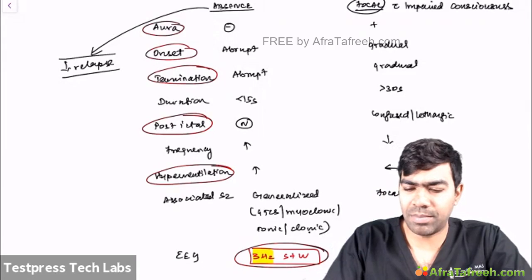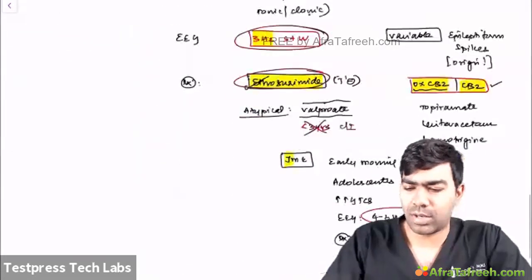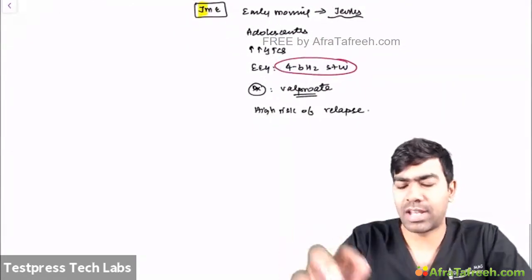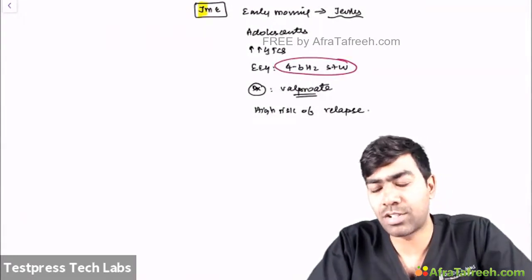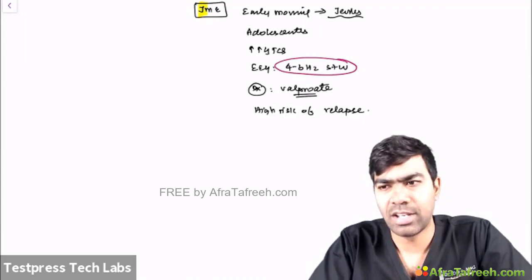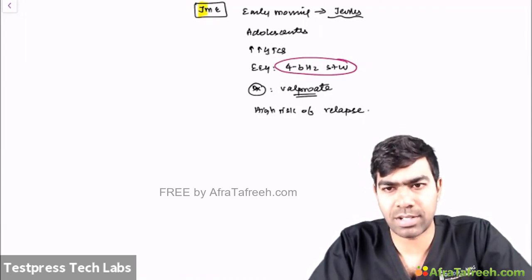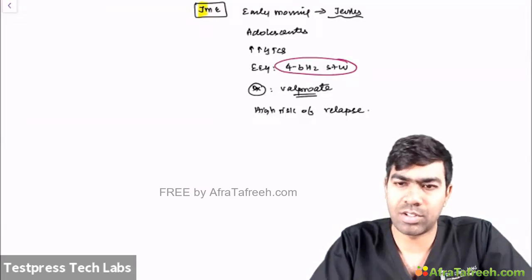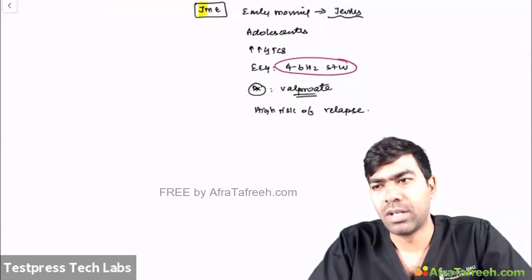But as far as JME is concerned, it's quite the opposite. They are going to have a very high risk of getting a relapse, which means stopping the therapy is going to be very difficult. But with absence, stopping therapy is a little easier. You can stop even much faster compared to other seizure types. But JME is not that easy to stop.